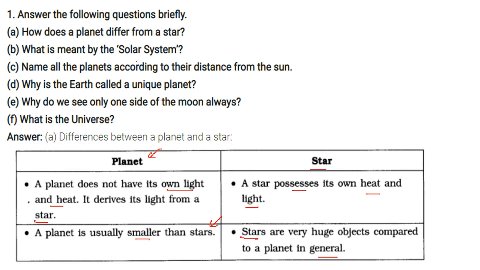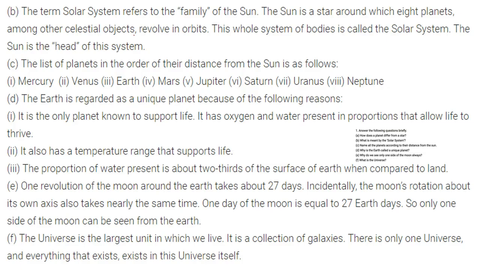What is meant by the solar system? So the solar system is actually, we are referring to the family of the sun. The sun is a star around which our 8 planets, among other celestial objects as well, revolve in orbits. And this whole system of bodies is called the solar system. And the sun is the head of the system.